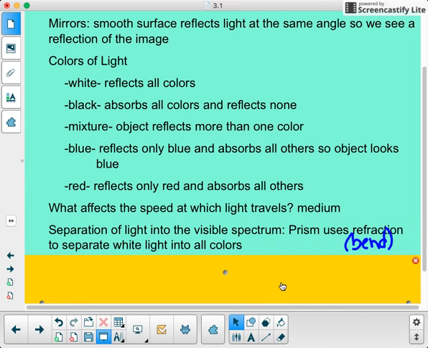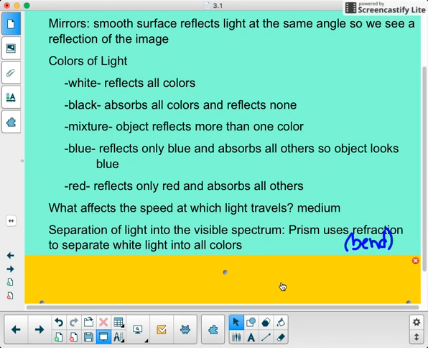We can see light separated into the visible spectrum. We talked a little bit about that in Lesson 1. If you send a beam of light through a prism, it uses refraction. It bends the light to separate it into all of the different colors. So that's why if you have a prism maybe in your kitchen or a bathroom hanging in a window, sometimes you'll see little rainbows on the wall.